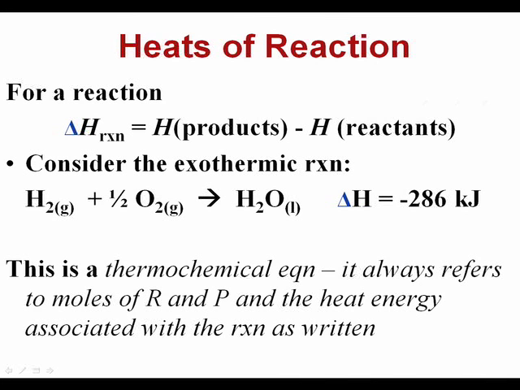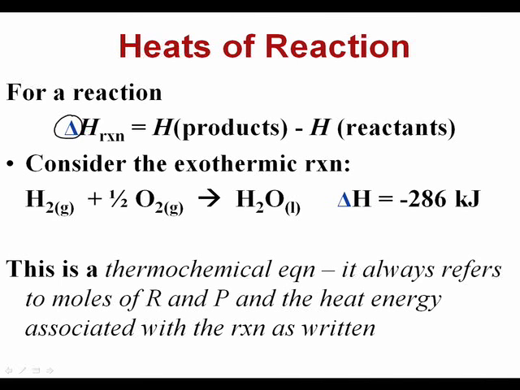Let's look at heats of reactions. Many times we'll do a chemical reaction simply to obtain the heat that they give off. This is especially true, as you might imagine, with combustion reactions. For a reaction, we can figure out the enthalpy change, the heat change, by subtracting the heat of the reactants from the heat of the products. We call that delta. Delta means difference.